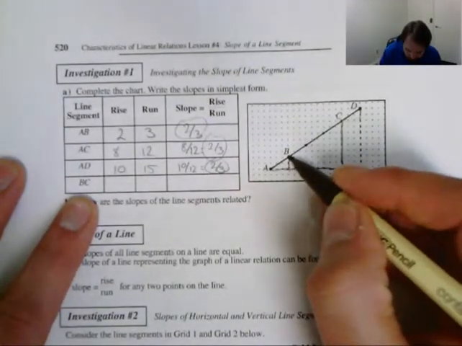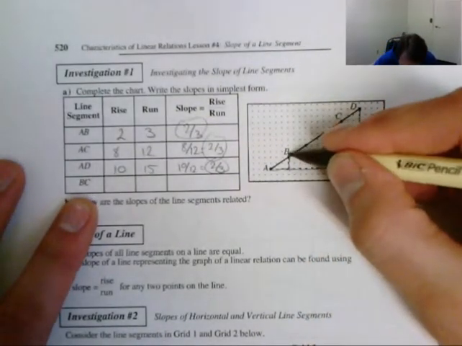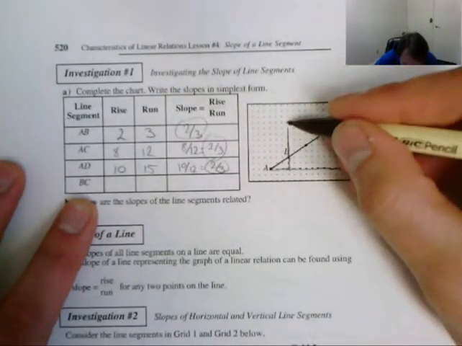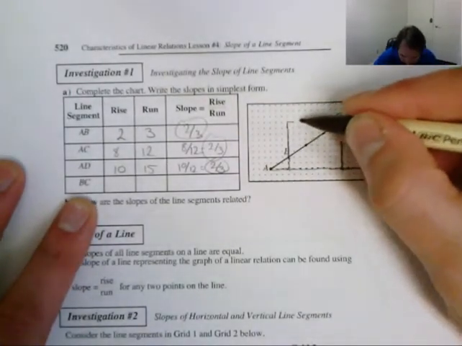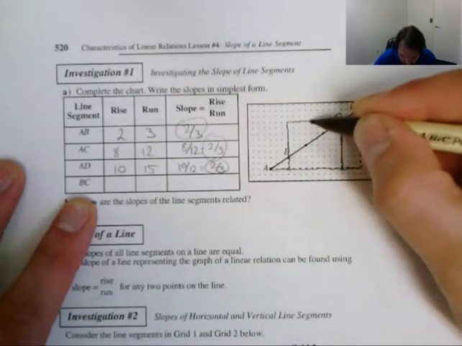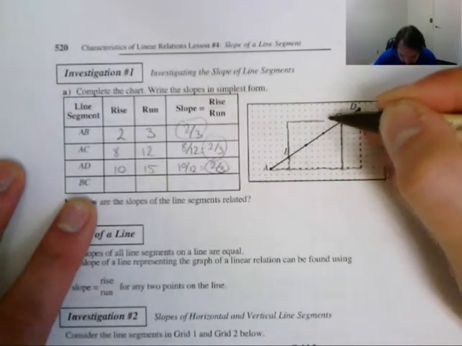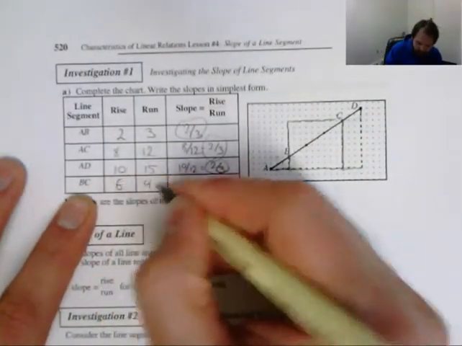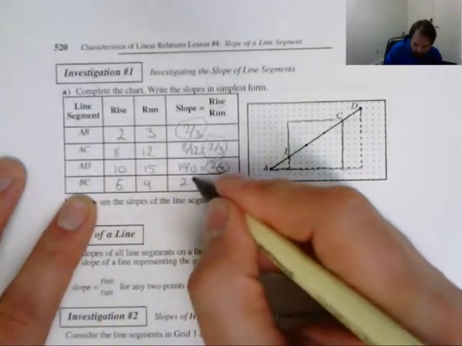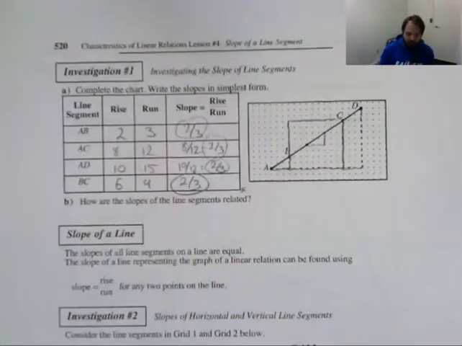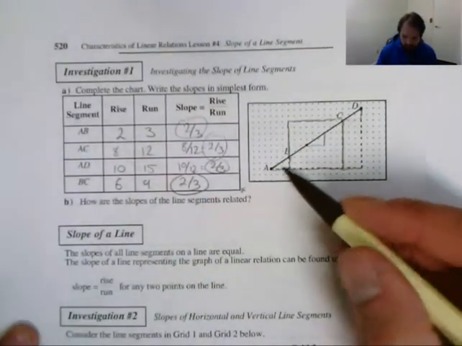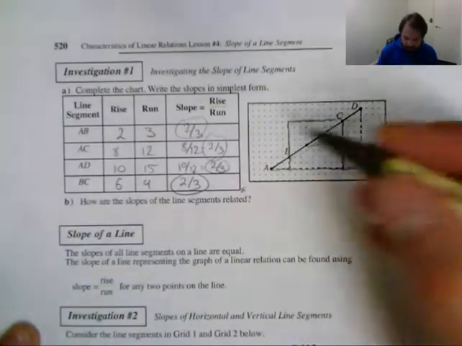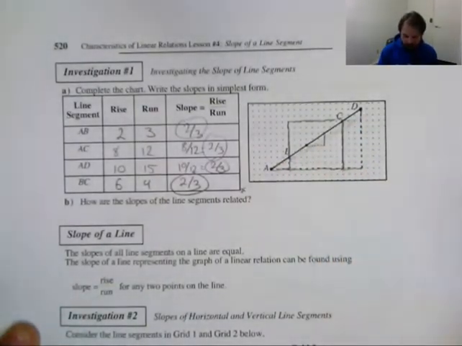So if I look at B to C, I go up 1, 2, 3, 4, 5, 6, and I'm going over 1, 2, 3, 4, 5, 6, 7, 8, 9. So that's 6 and 9, which is again simplified to 2 over 3. So what this investigation shows us is no matter what, on this straight line here, anytime we have a straight line, our slope will always be the same.